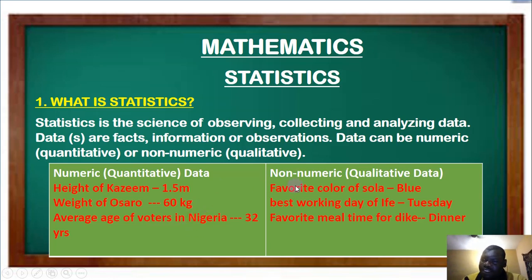The non-numeric data are, for example, favorite color of Shola, which is blue. Best working day of Ife, which is Tuesday. Favorite meal time for DK, and that's dinner. So these are the two classifications of data: numeric and non-numeric.